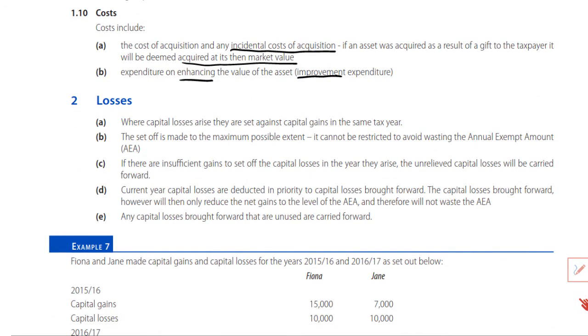Now, all we know about at the moment is that in the current tax year, you must net out any gains and losses of the year. So, as it's written here in section 2, part A, if you've got capital losses arising, they must be set against gains in the same tax year. Now I say they must be, you can't pick and choose. The set-off is made to the maximum possible extent. All of the loss against all of the gains.